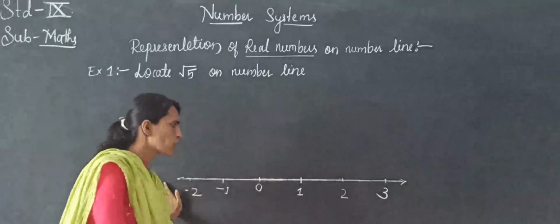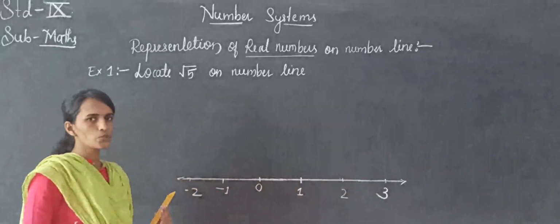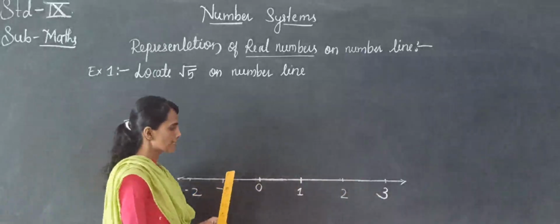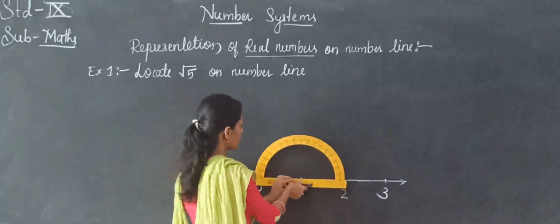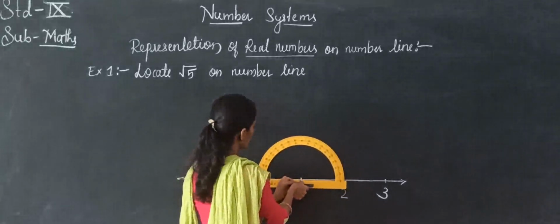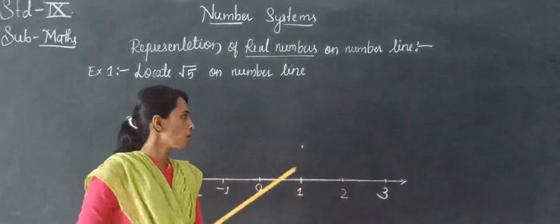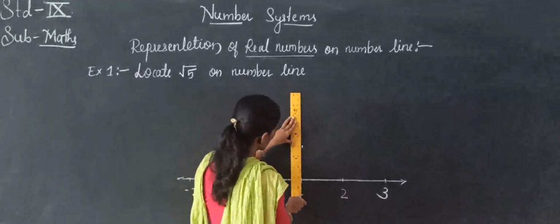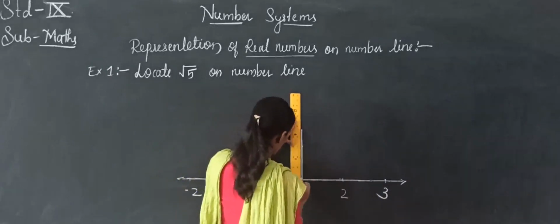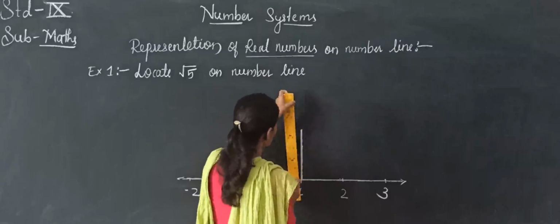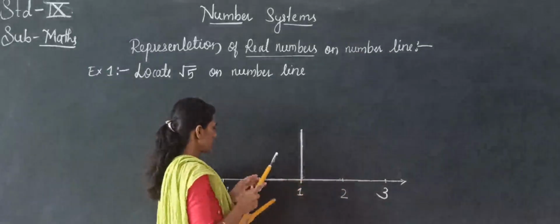First, I already drew a number line here. 0, 1, 2, 3, minus 1, minus 2, the integers I drew here. Similarly, same, 1 unit. Where you are marking the 1, take 1 as a center point and mark 90 degrees. Take a straight line, draw the straight line. A little bit of variation. This is 90 degrees using the protractor.